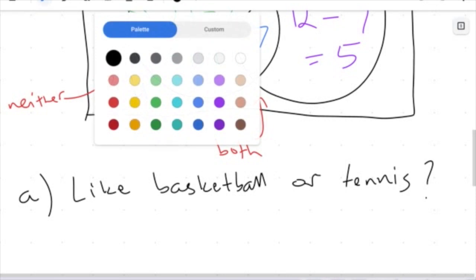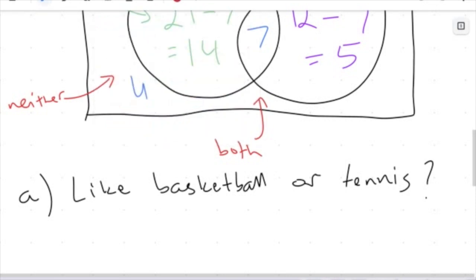So this wording of or talks about my entire space on my Venn diagram. So the people that like basketball or tennis is going to be 14 that like only basketball, the 7 that like both, and the 5 that like only tennis. So I'm going to get 14 plus 7 plus 5, which gives me 26.